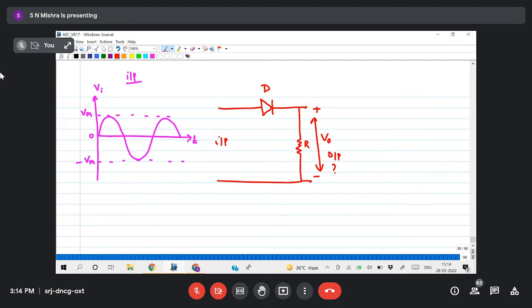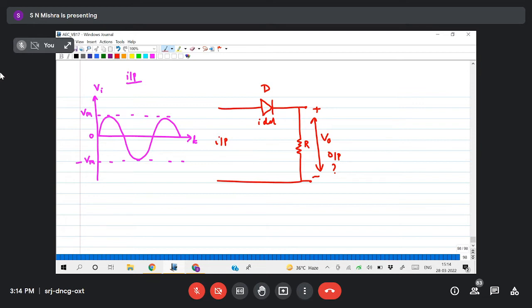Now, how to proceed with this type of problem? First, we know the circuit, we know the input. Now, if I give this input to the circuit, then what should be my output? That I need to find out. So first consider the diode is an ideal diode, because nothing is mentioned.